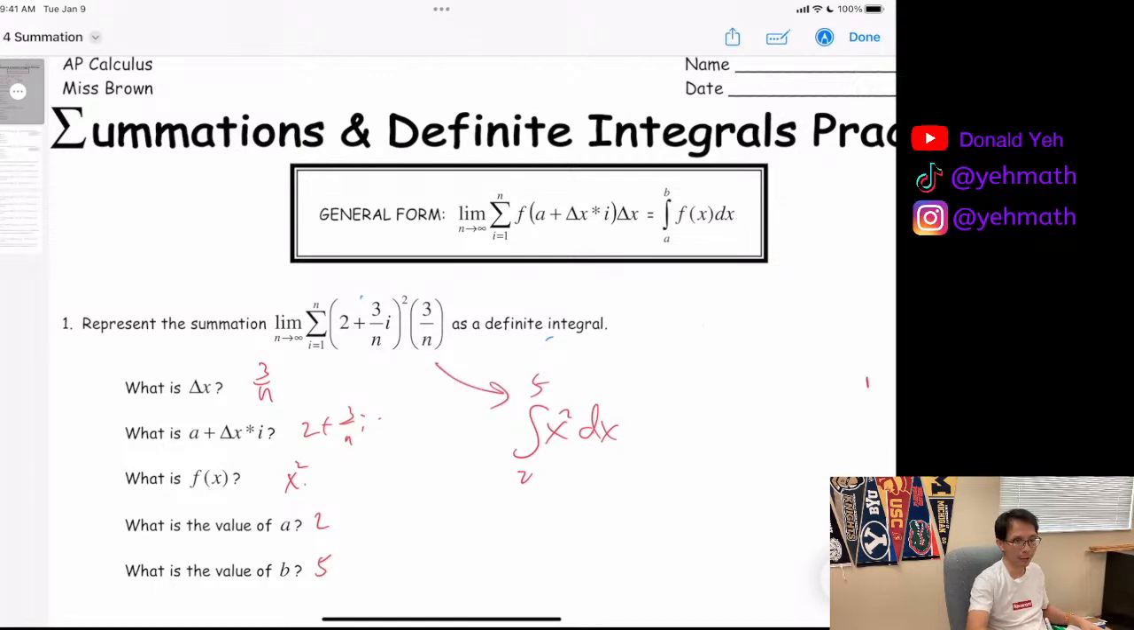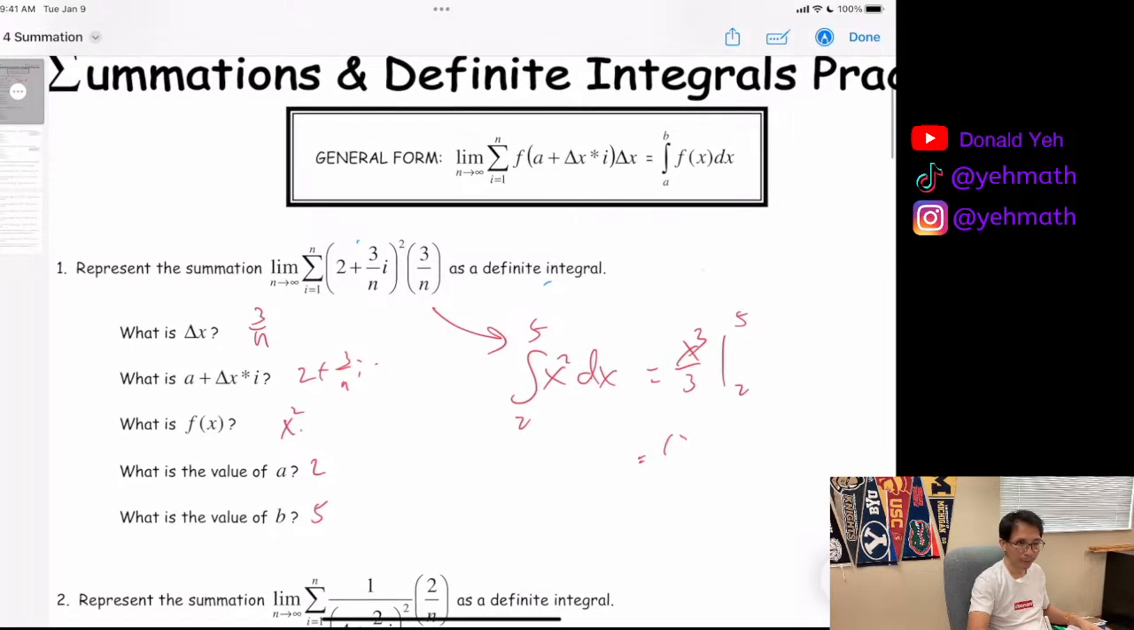The funny thing is you can actually evaluate this. It's just going to be x cubed over 3 from 2 to 5. So 125 over 3 minus 8 over 3, that's equal to 117 over 3, and that's equal to 39.